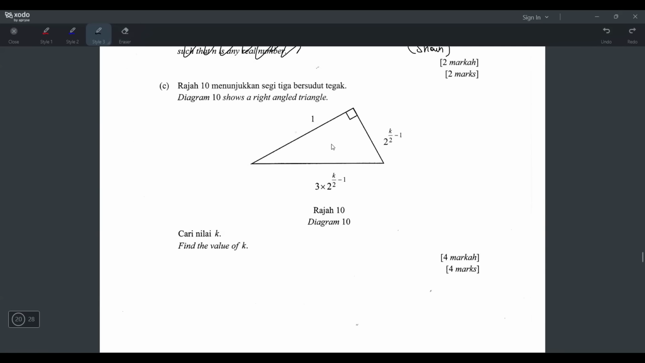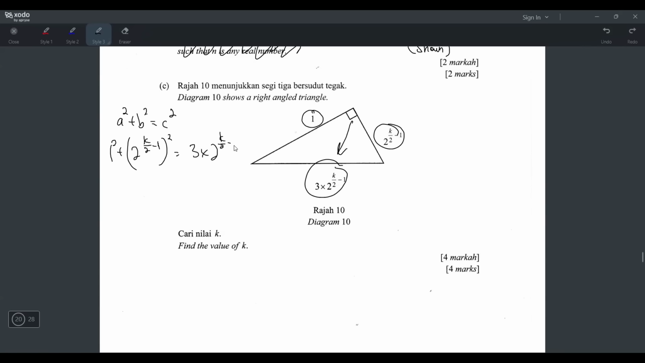So the only way to find k is to relate all these three things together, and you can relate them nicely using the Pythagoras theorem, because the formula involves the three sides. If you use the Pythagoras theorem, you can tie these three things together in one equation. The formula is a square plus b square equals c square, where c is the hypotenuse, the longer side. So a square can be 1, b square can be 2 power k over 2 minus 1, but don't forget to bracket square it, and then equals c square, where c must be the hypotenuse, which is 3 times 2 power k power 2 minus 1, bracket everything square like that. So as you can see, I tie up these three things together using the Pythagoras theorem.